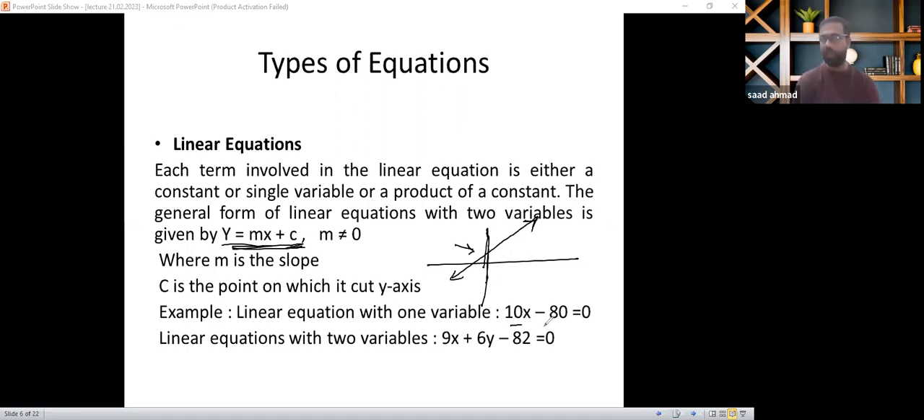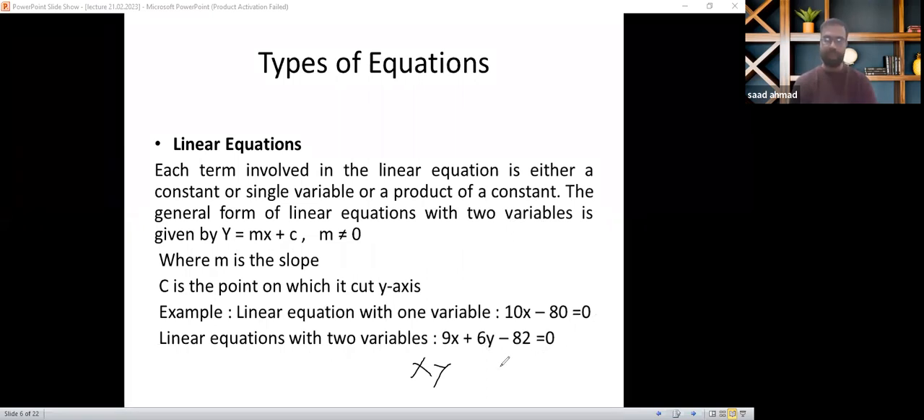For example, 10x minus 80 is an equation in one variable. This one is an equation in two variables: 9x plus 6y minus 82 equals 0. You see the power of x and y is one. You will not see an xy term in these kinds of equations, because the powers combine: 1 plus 1 is 2, so it would be a second degree term. All the terms here are first degree terms.